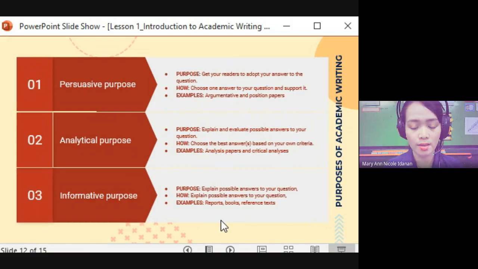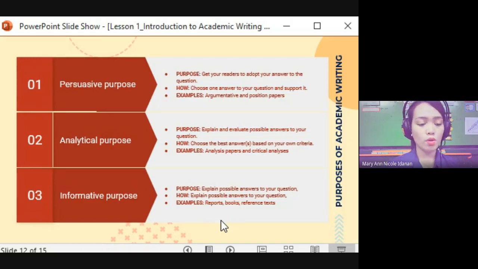For example, the article is about a man shot dead along the streets of, for example, General Emilio Aguinaldo. That article is just giving the facts and the details about that incident. You don't need to convince your audience that that is an act of terror bill. You're just going to state what happened or what the details are involved in that specific incident. So that is the informative purpose.